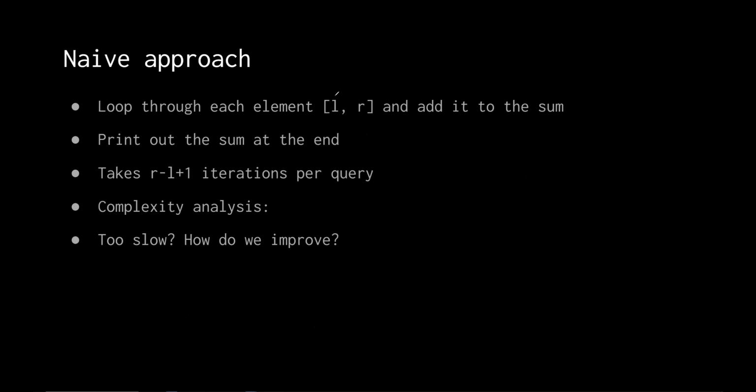So we have the first idea Martin had, which is we just go directly using basically what you can think of as a loop, where we loop through the first index all the way to the last index, and we add all the values together in a sum.